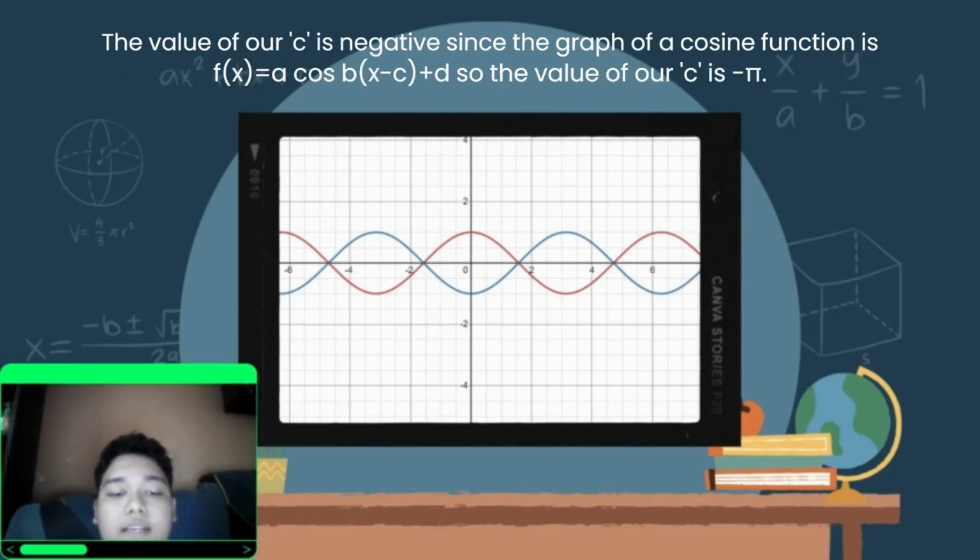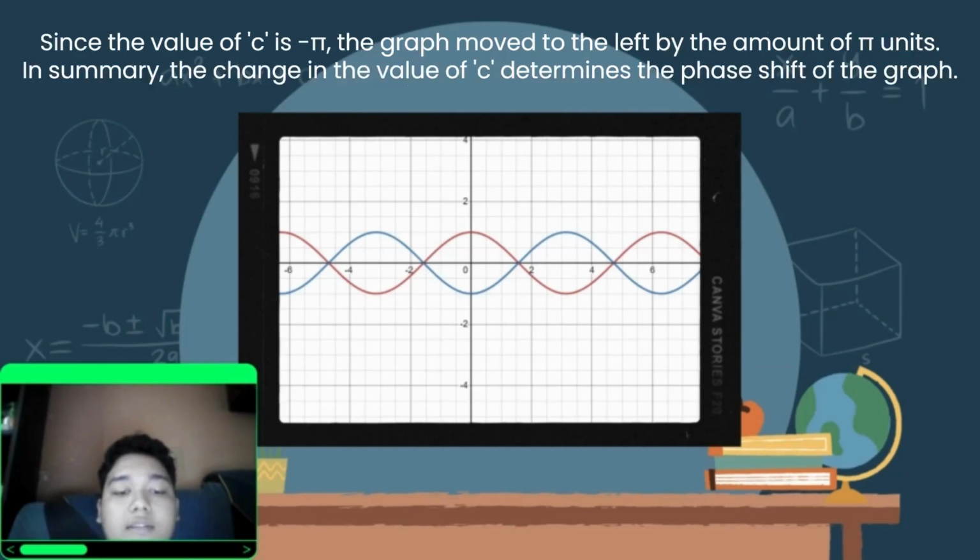The value of our c is negative since the graph of a cosine function is f of x equals a cosine b times x minus c plus d. So, the value of our c is negative pi. Since the value of c is negative pi, the graph moved to the left by the amount of pi units.